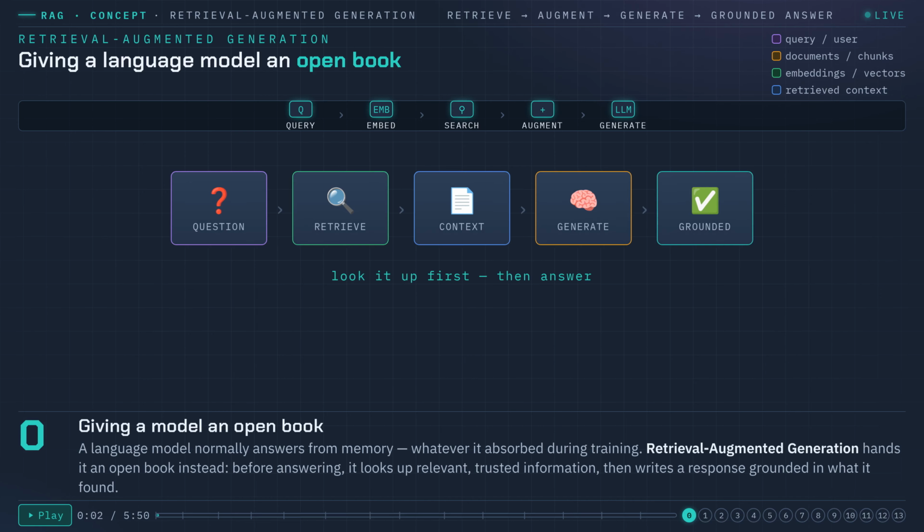A language model normally answers from memory, whatever it picked up during training. Retrieval-Augmented Generation hands it an open book instead. Before answering, it looks up relevant trusted information, then writes a response grounded in what it found.